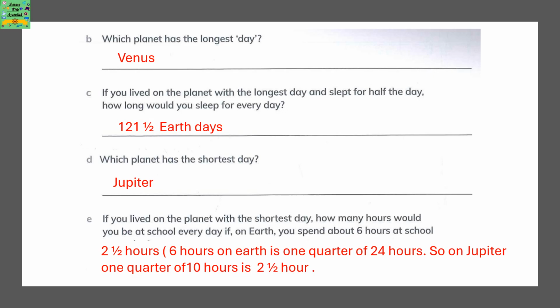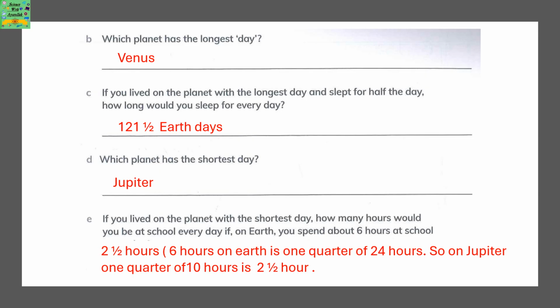Which planet has the longest day? Venus. If you lived on the planet with the longest day and slept for half the day, how long would you sleep for every day? It would be 121 and a half Earth days. Which planet has the shortest day? Jupiter.